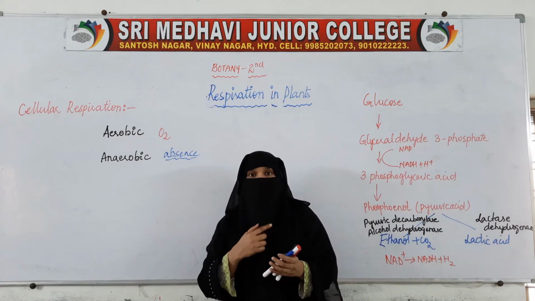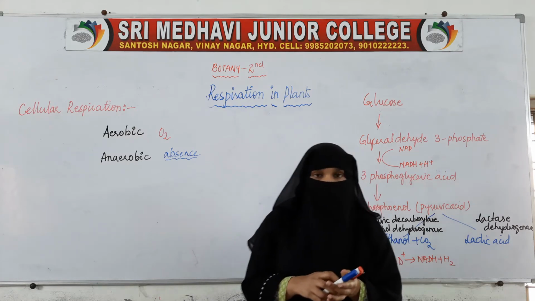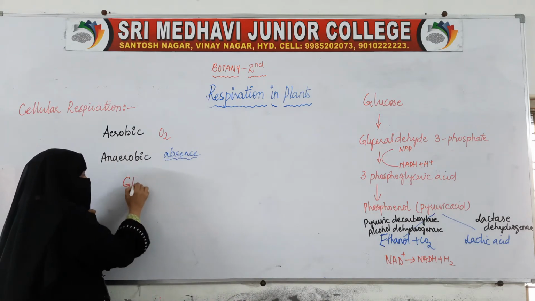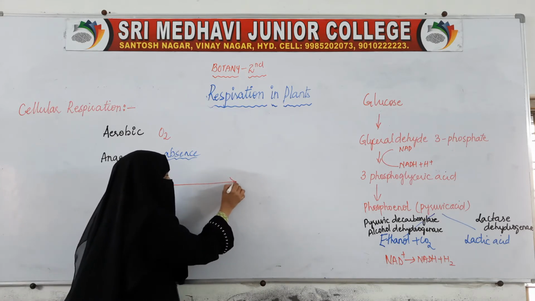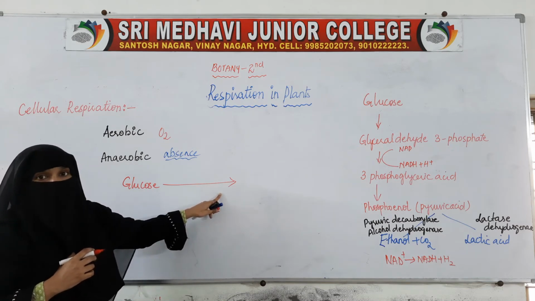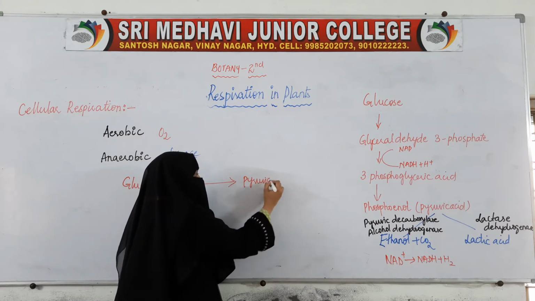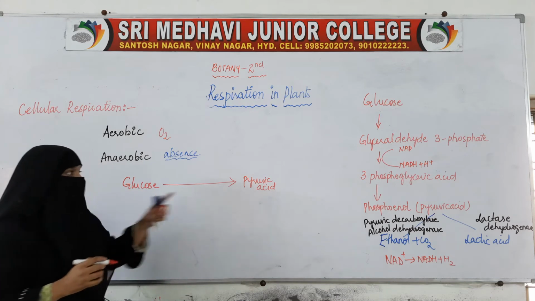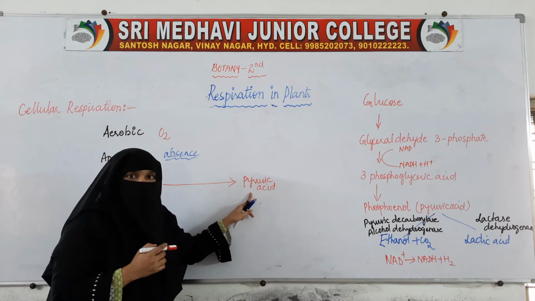So here what happens is, the food which is taken will be digested in the form of glucose. That glucose will be further broken down into pyruvic acid. This pyruvic acid is a simpler molecule.